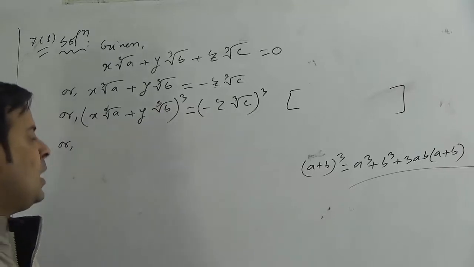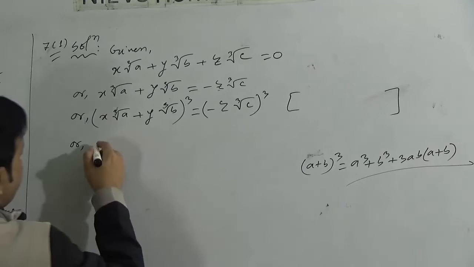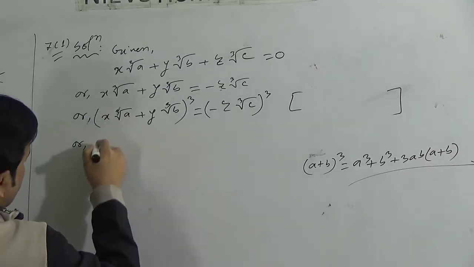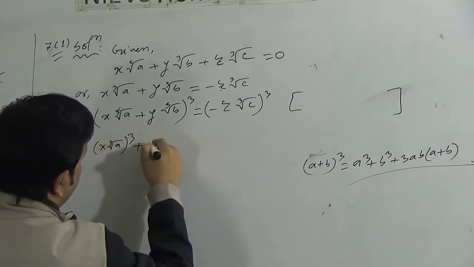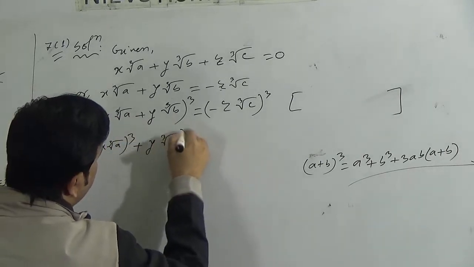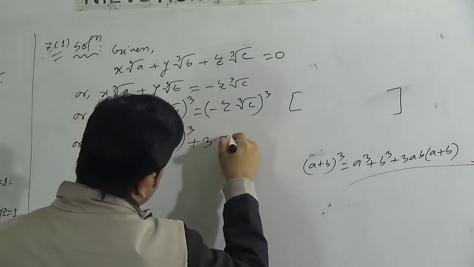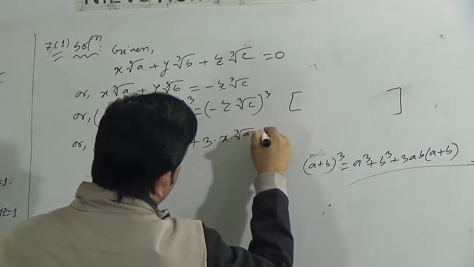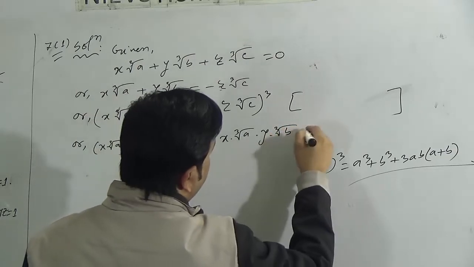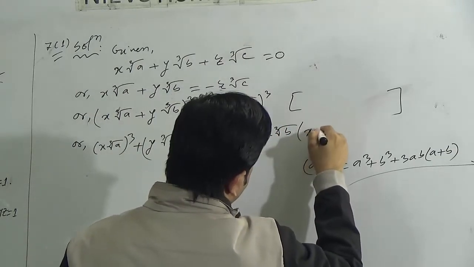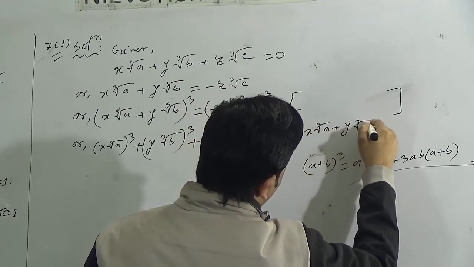So remember this formula, we have to apply this formula in the left hand side. So apply this one here. a means x cubic root A. So we can write here (x cubic root A) whole cube, a cube, plus b cube means (y cubic root B) whole cube, plus 3. a means x cubic root A into b means y cubic root B. It means 3ab into (a plus b), a means x cubic root A plus b means y cubic root B.